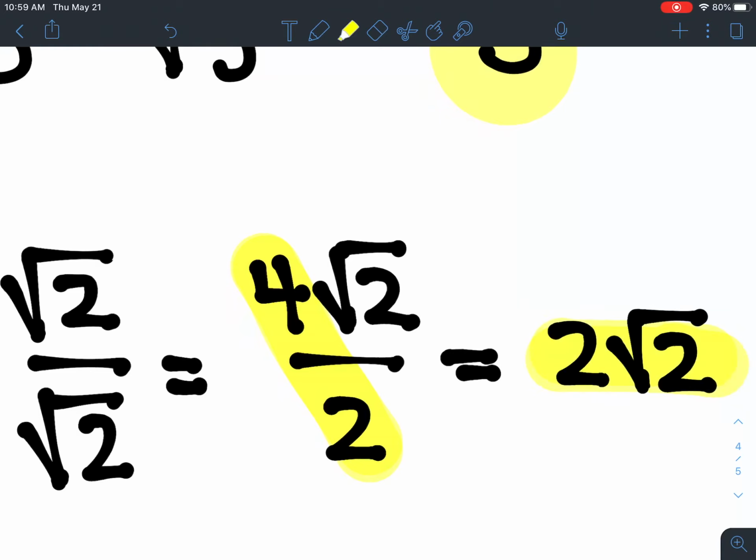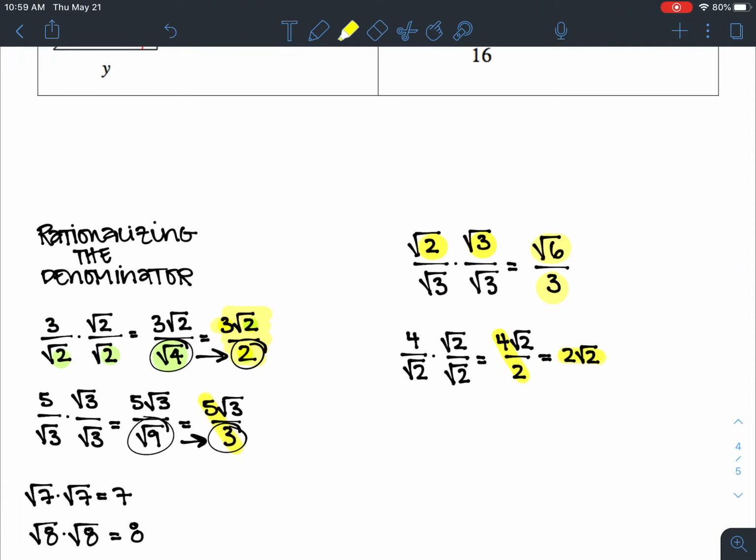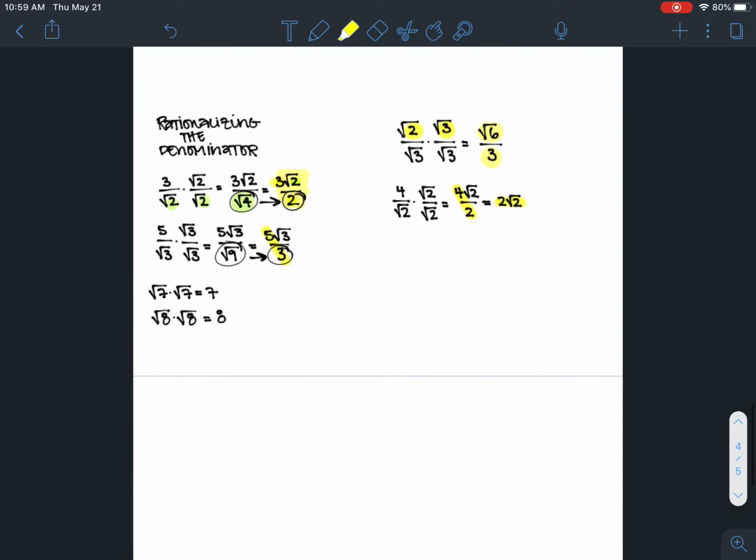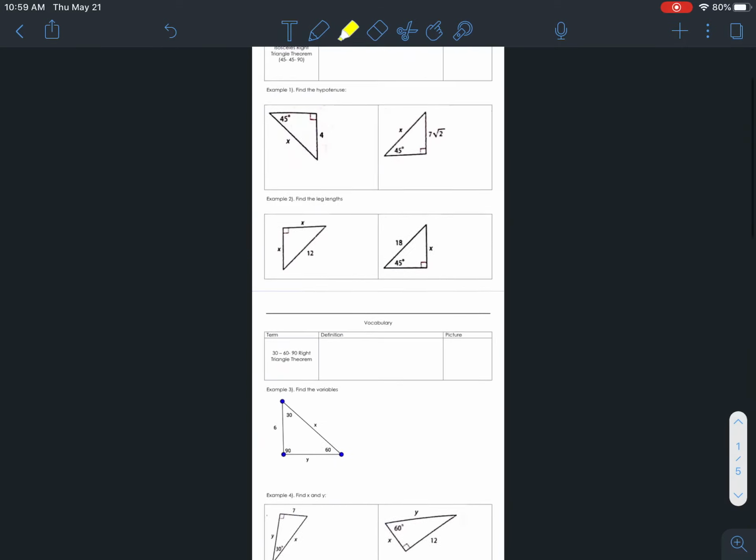And that's my final answer. All right, so I'm going to pause there, and that was just giving us some background information before we actually start the notes.